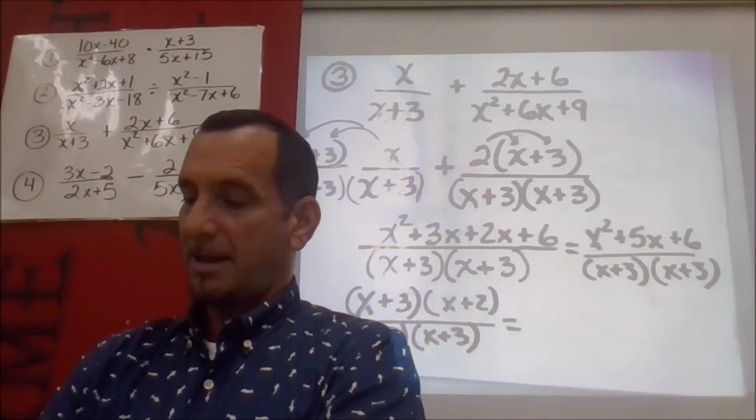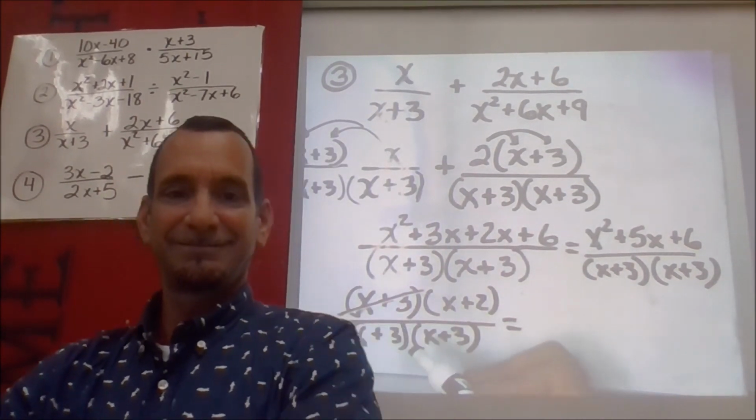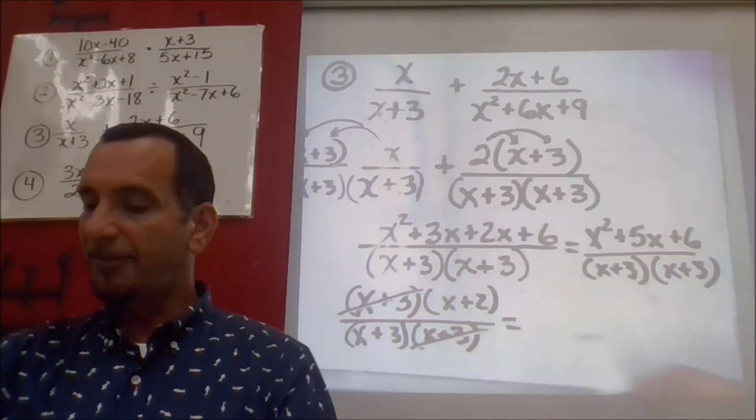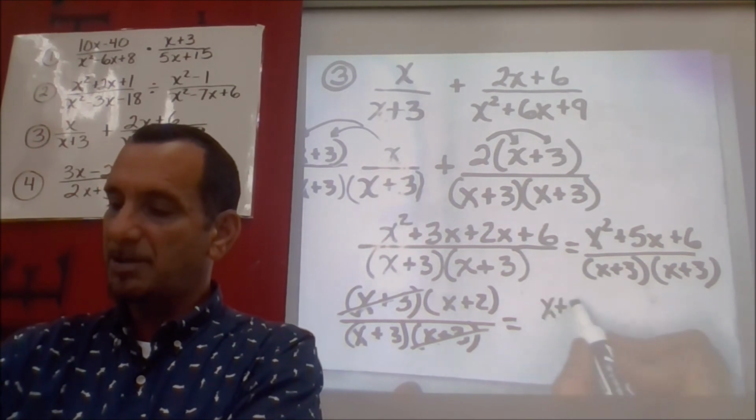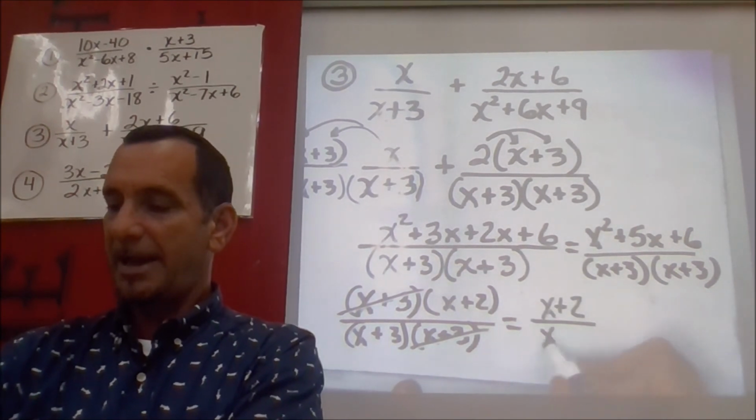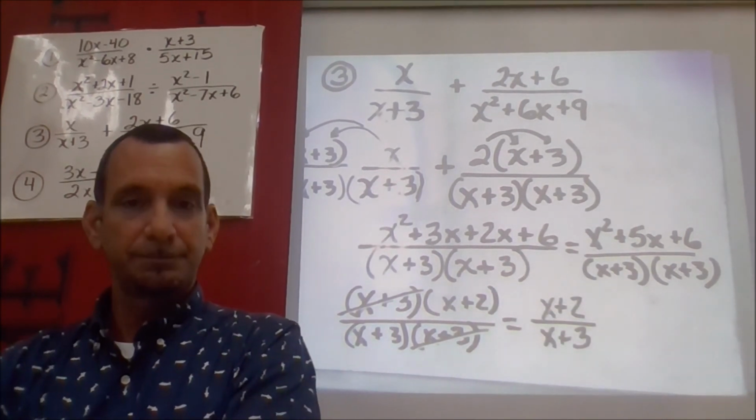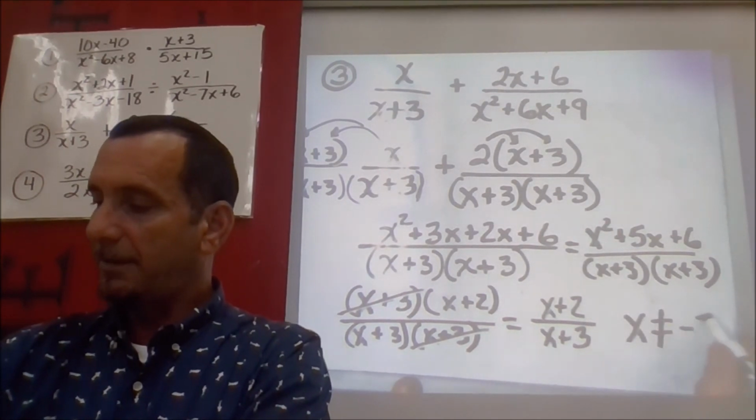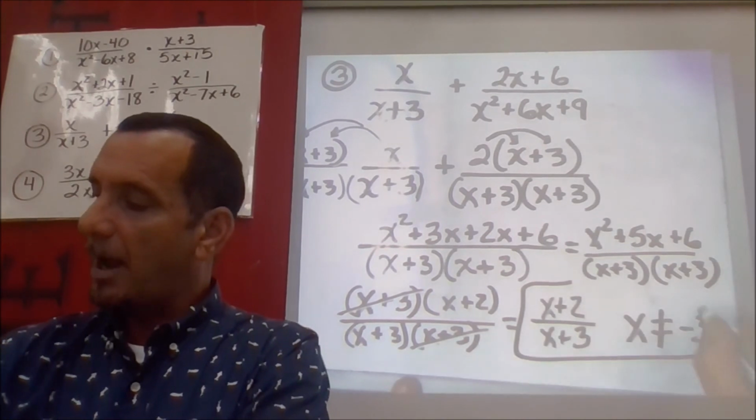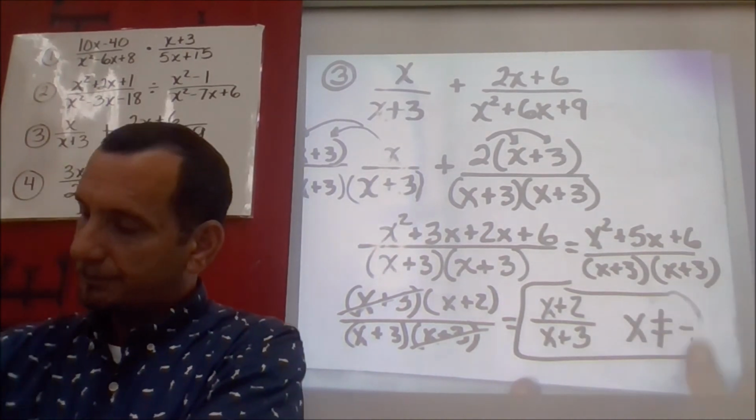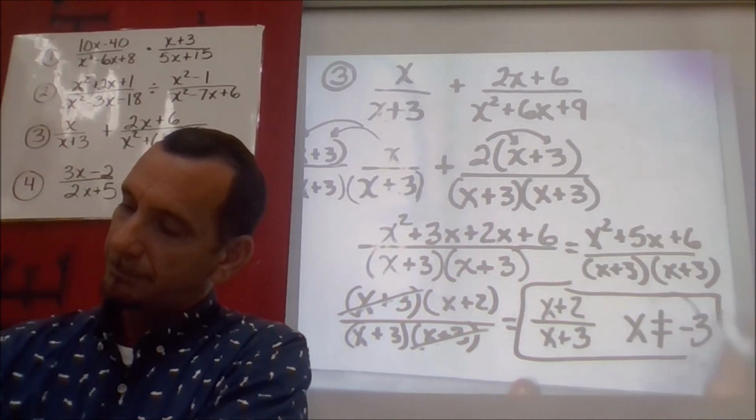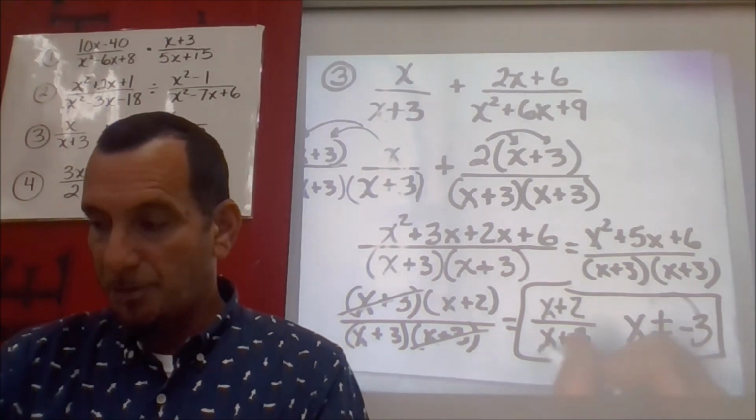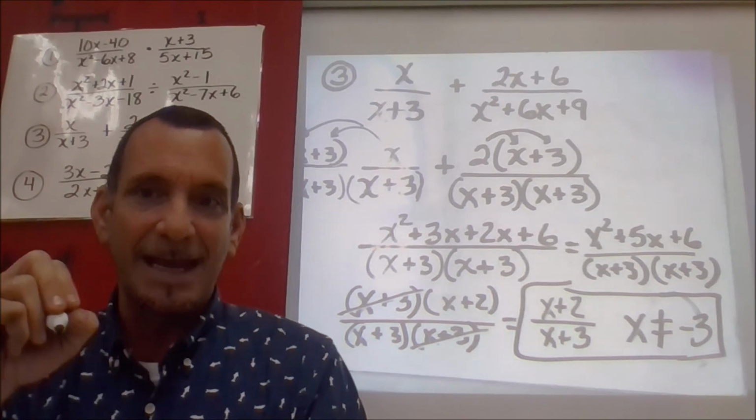And now I can cancel and simplify. That gives us x plus 2 over x plus 3. X cannot be negative 3. Now you can leave it without parentheses. But just remember, if you do, don't try to cancel those x's. They are attached by addition.